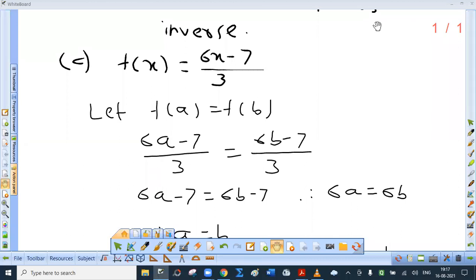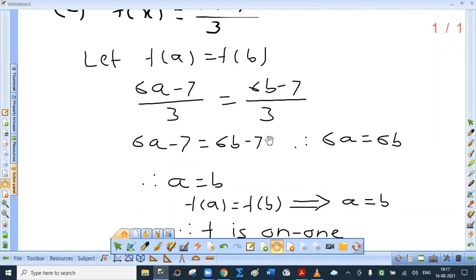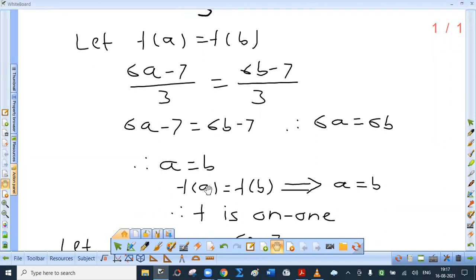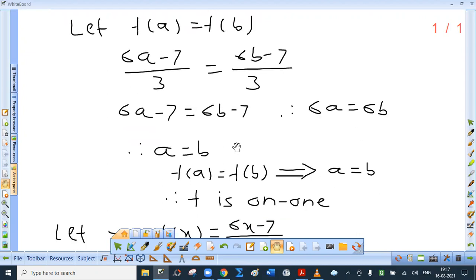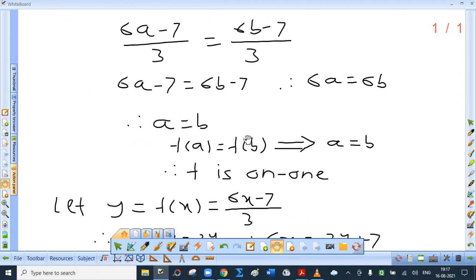Now C part, f of x is (6x minus 7) upon 3. We assume that the function is not one-one, that is, we assume that it is many-one. More than one means many. So we assume that f(a) is f(b). Now what is f(a)? (6a minus 7) by 3. We equate that with f(b), (6b minus 7) upon 3. So that gives me a equal to b. This means f(a) equal to f(b) only when a is b. So our assumption that the function is many-one is wrong. It is one-one.